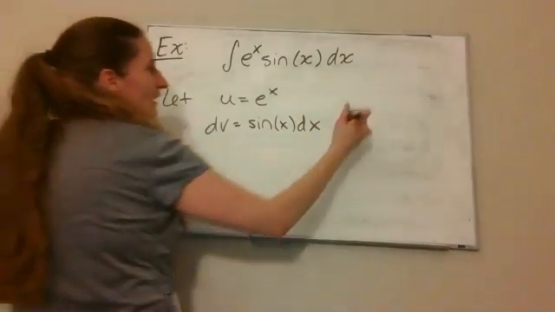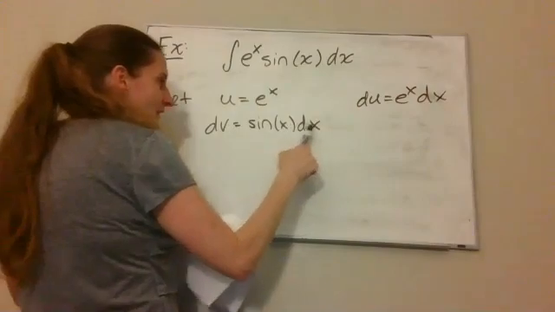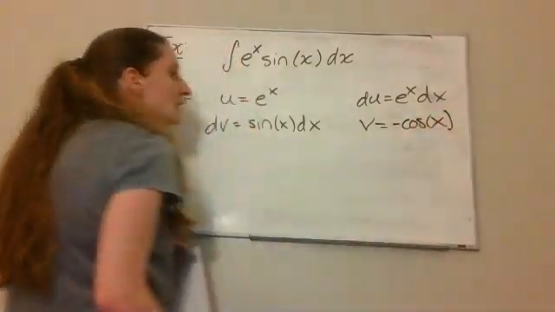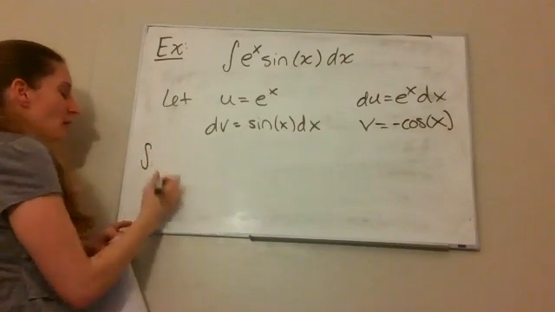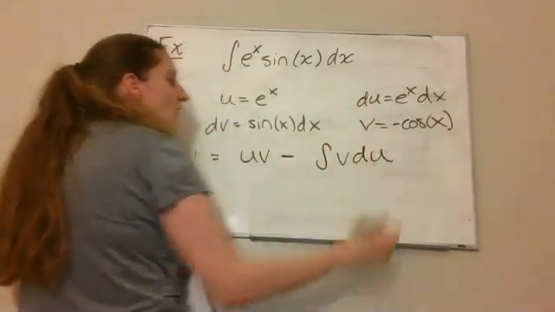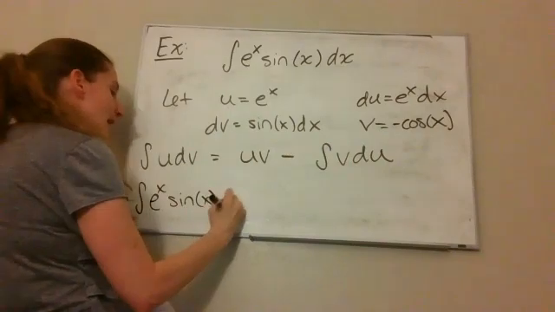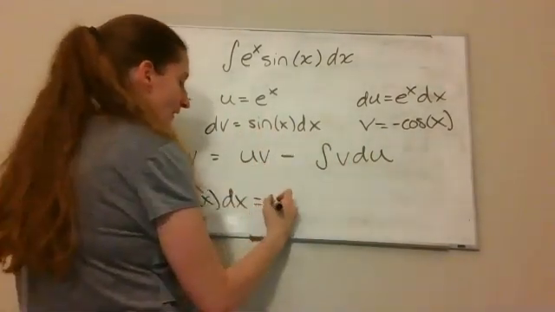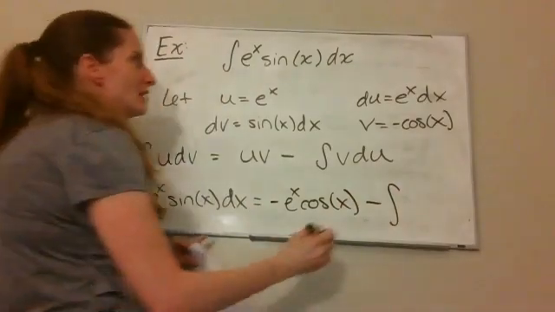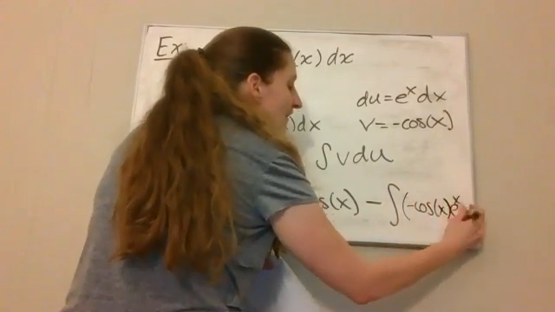But if I do u equals e to the x, then du is e to the x dx. If dv is sine of x dx, then v is going to be a negative cosine of x. So now, using my formula, remember, integral of u dv equals uv minus integral v du. And fill in all of this information. I'm going to have the integral of e to the x sine of x dx is u times v, so that's negative e to the x cosine x, minus the integral of my v du. So I'm going to have a negative cosine x and e to the x dx.